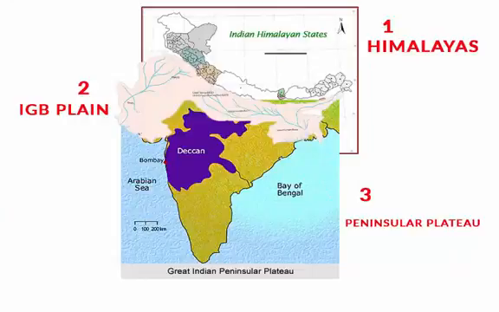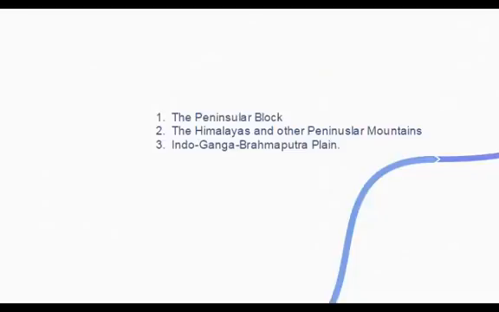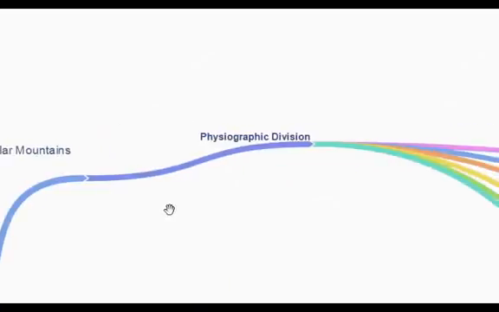And when we put all three together, this is what it looks like. On top we have the Himalayas, and then we have the IGB plain, which is the Indo-Ganga-Brahmaputra plain, and at the bottom we have the Peninsula Plateau. Now that we learnt about the geological division, let's move on to physiographic division.